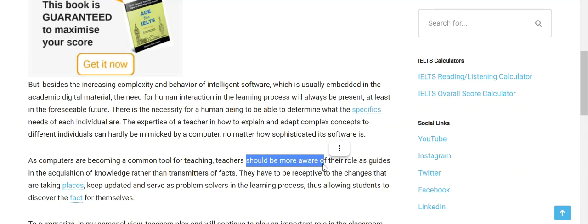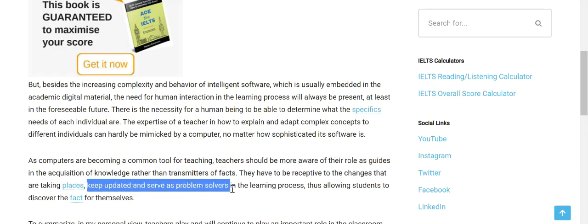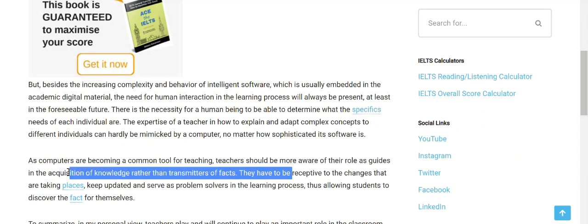They have to be receptive to the changes that are taking place, keep updated, and serve as problem solvers in their learning process, thus allowing students to discover the facts for themselves. It says professors, teachers, what should they do? Keep updated and serve as problem solvers in learning process. They have to be receptive to the changes that are taking place.